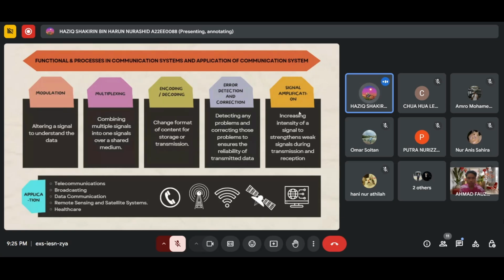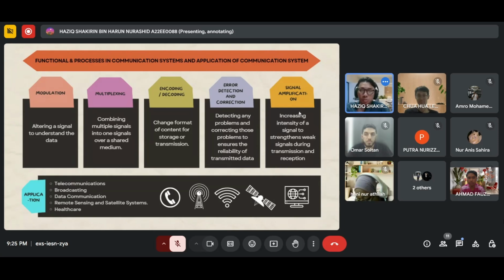Next process is multiplexing, basically combining multiple signals into one signal over a shared medium. So if you have two signals, when they undergo the multiplexing process, they will combine into one signal only. We have two types of multiplexing: FDM, which is frequency division multiplexing, and also TDM, which is time division multiplexing.